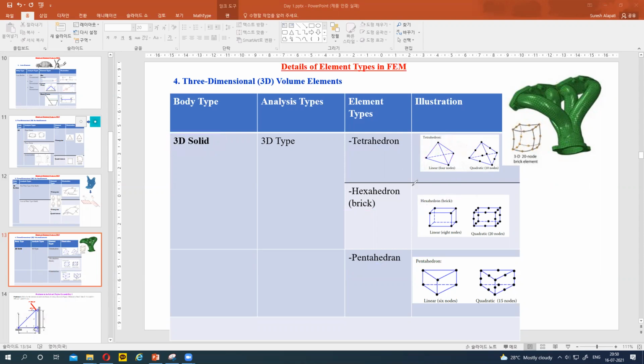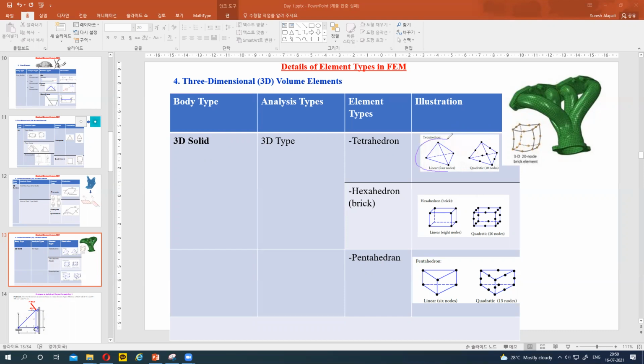So tetrahedron has 4 nodes. At each node we have to find u1, v1, and w1, 3 displacements. So 4 nodes means 4 into 3, 12 degrees of freedom for tetrahedron. Similarly, hexahedron has 8 nodes, 8 into 3, 24 degrees of freedom. Pentahedron has 6 nodes, 6 into 3, 18. And also these are linear elements.